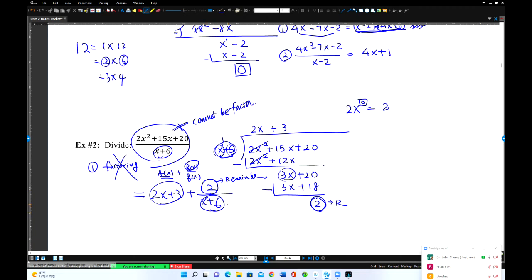Because you really have a remainder over here, this one cannot be factored. Factored means the remainder is 0. No remainder means they divide evenly, okay? So that's why we cannot cancel it out, because we cannot express it in product form. This numerator cannot be factored.